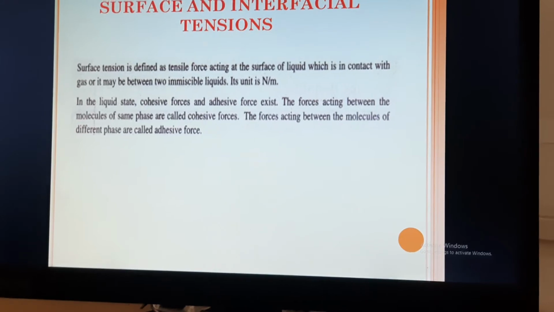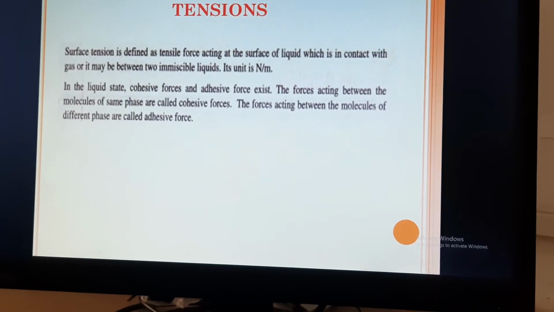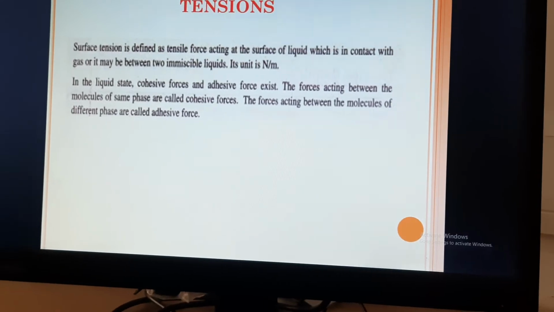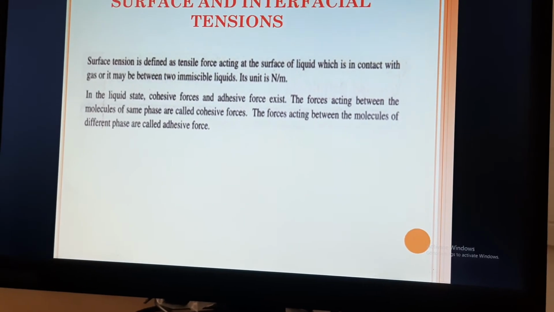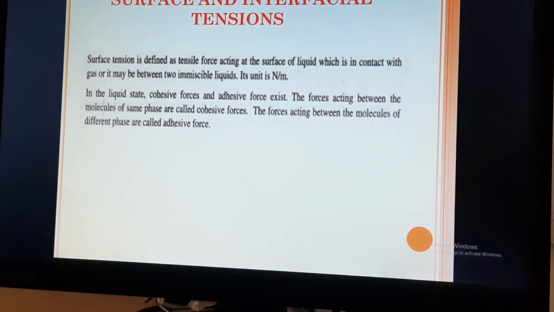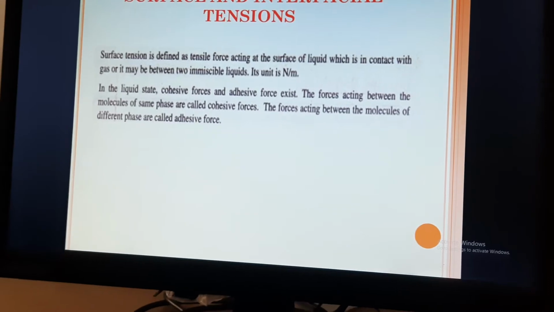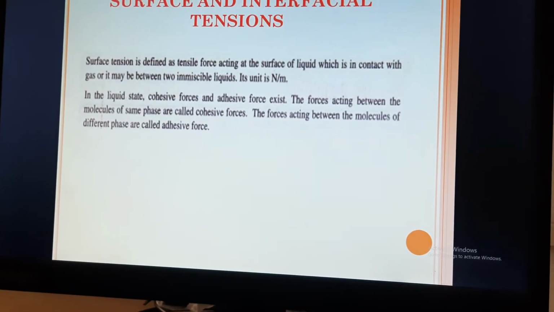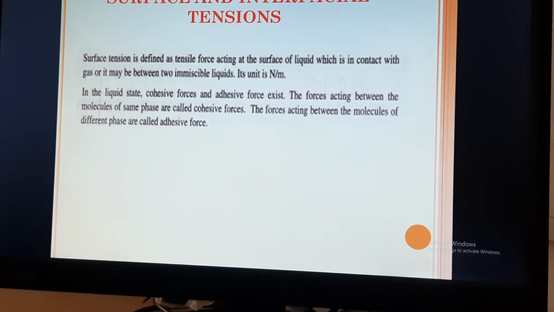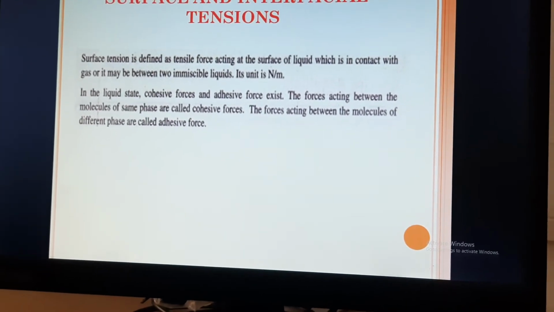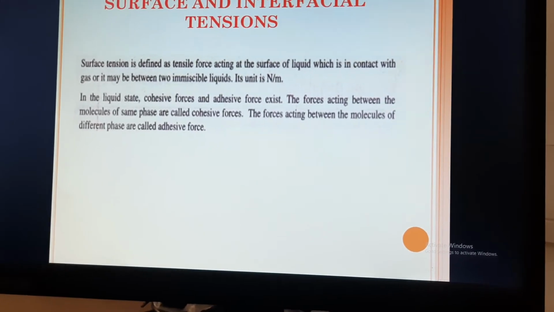In the liquid state, cohesive forces and adhesive forces exist. The forces acting between the molecules of the same phase are called cohesive forces. And adhesive forces are the forces which exist between the molecules of different phases. So these are the two forces, cohesive forces and adhesive forces.